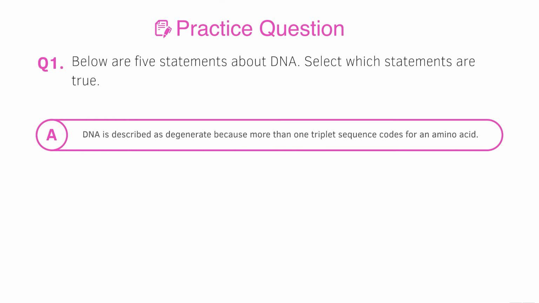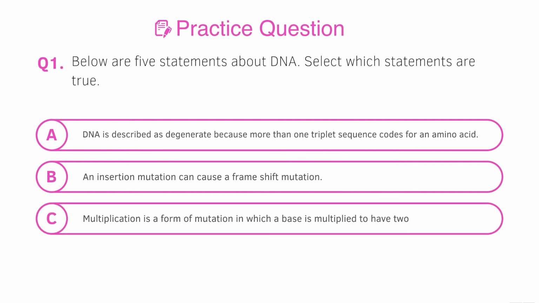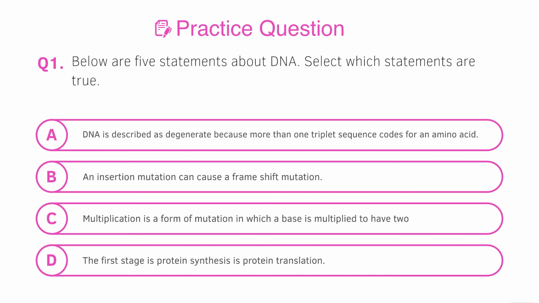So now let's have a look at a practice question. So below are 5 statements about DNA. So you need to select which statements are true. So A, DNA is described as degenerate because more than one triplet sequence codes for an amino acid. B, an insertion mutation can cause a frame shift mutation. C, multiplication is a form of mutation in which a base is multiplied to have 2. And D, the first stage of protein synthesis is protein translation. So pause the video at this point, scribble a true or false next to each of these, and we'll go through it.